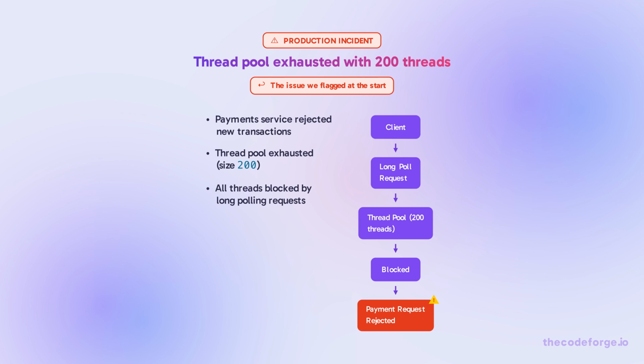This is the same issue we highlighted at the start. Here's exactly why that happened. The payment service used long polling endpoints that held HTTP connections open for 60 seconds each. With 200 concurrent clients, the thread pool of size 200 was fully occupied by long polling requests. New payment requests couldn't get a thread and were rejected with a RejectedExecutionException.